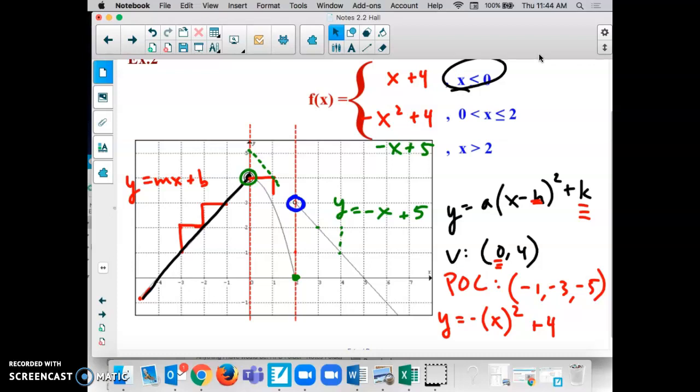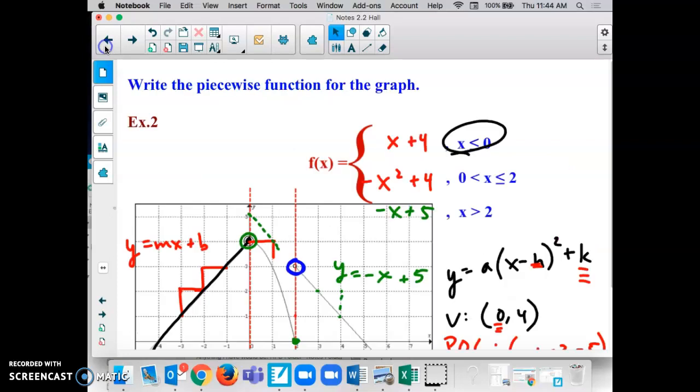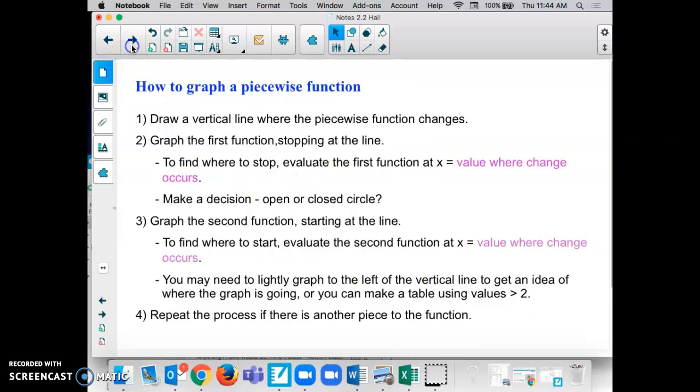Let me just go to some directions about how to graph a piecewise function. Draw vertical lines where the piecewise function changes. That was my dotted lines. If you go back, that was my dotted lines on this graph here. All right, those 2 dotted lines.